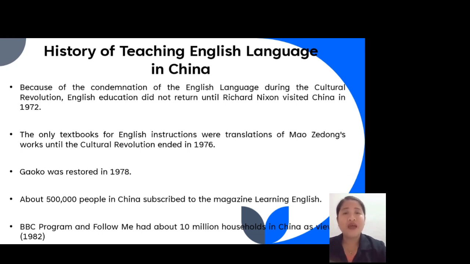By the way, Gaokao in China is a test of a student's academic skills used for admission to colleges and universities.